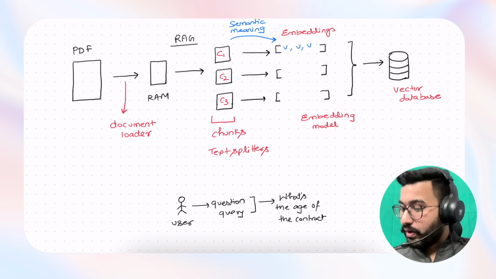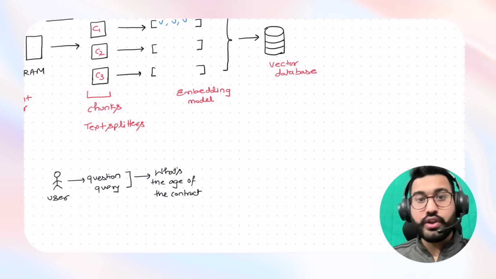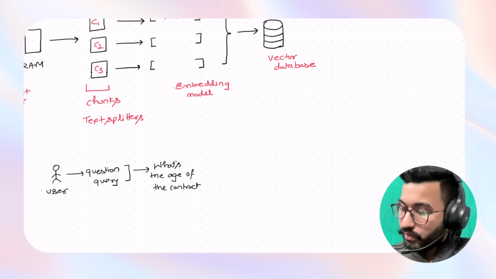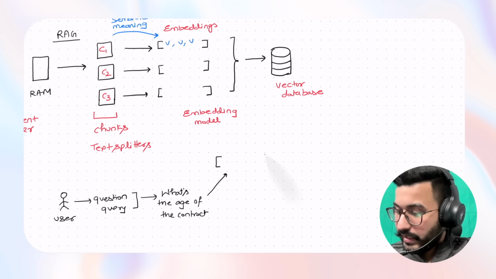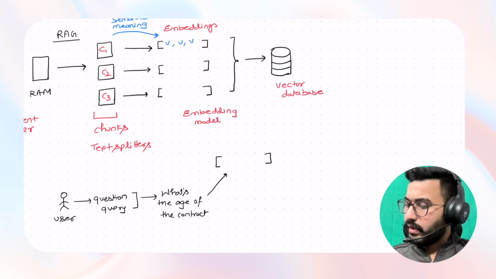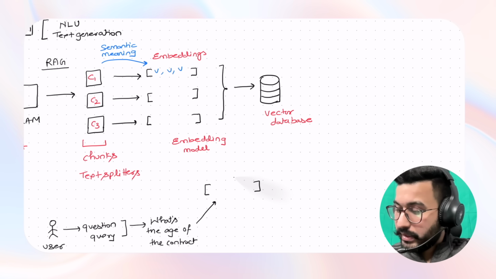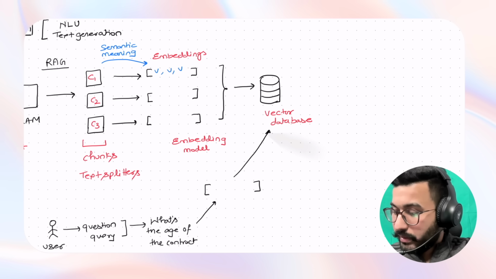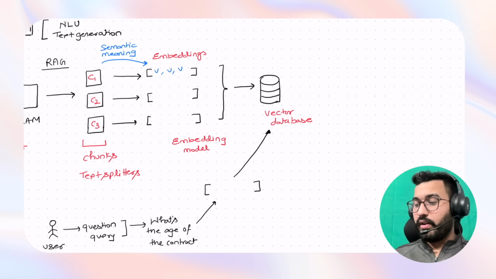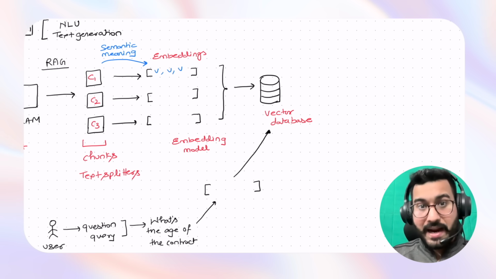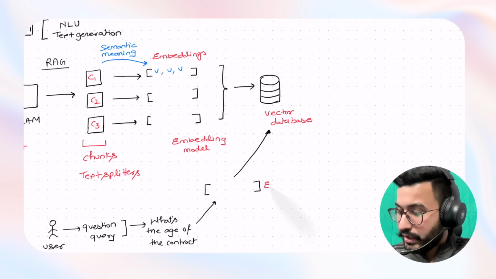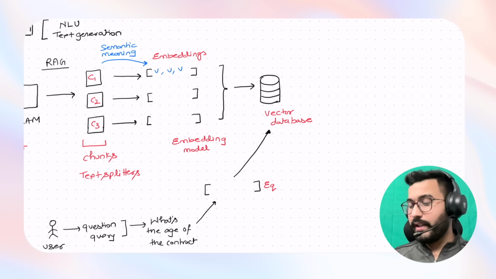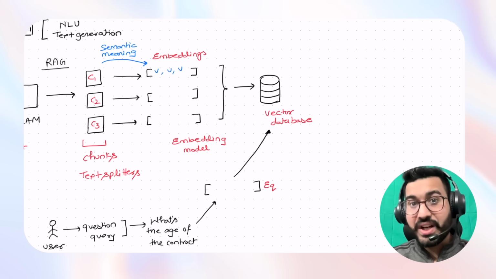So before I can provide this question to my LLM, I will convert this question into embeddings. Again, here I will have some embeddings. Now I will take this embedding to my vector database and will perform the semantic search. So this embedding, let's call it EQ because this is the embedding of the query, will go into the vector database where I have the embeddings of all the chunks.